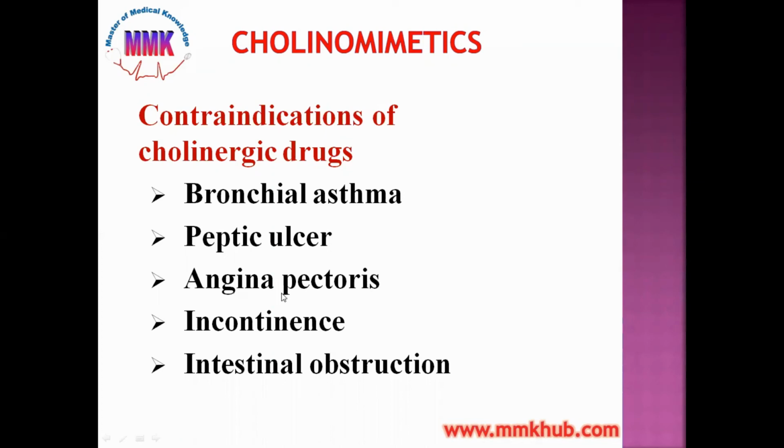They are also contraindicated in angina pectoris because cholinomimetics decrease the heart rate, leading to bradycardia, which is not helpful for angina pectoris patients. They are also contraindicated in incontinence because there will be increased urinary action. And lastly, they are contraindicated in intestinal obstruction because, once again, cholinomimetics increase peristalsis.